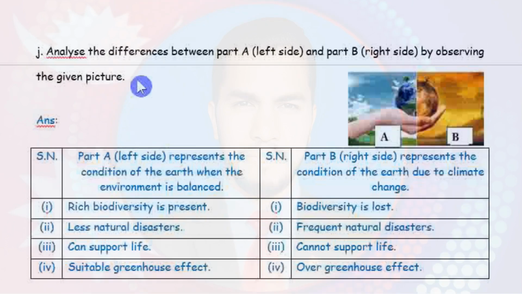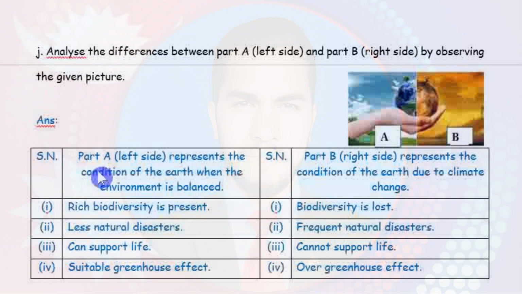Question number J. Analyze the differences between part A, on the left side, and part B, on the right side, by observing the given picture. The same picture is given in your book. Now let's see picture A. You can see that the earth is in very good condition, in balanced condition, clean green earth. On the right side, because of climate change, it is not seen so good. So on the basis of this we can write the differences between them.